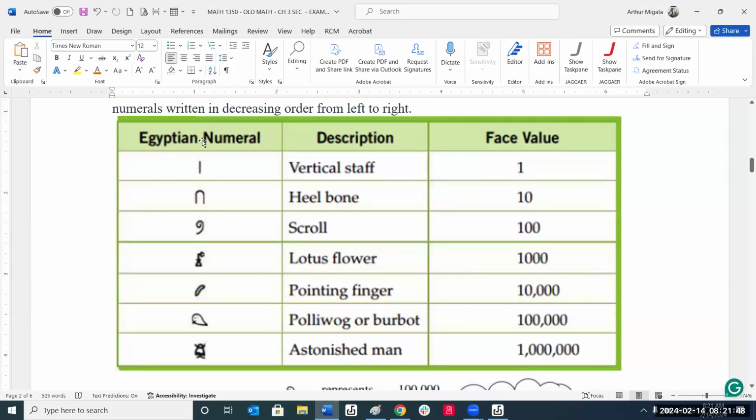So after they had the first 9, from 0 to 9, they used the heel bone. It's not the end like we have here. It was actually a heel bone. Then they go to a scroll, lotus flower, pointing finger. So this is pretty cool how they did this.